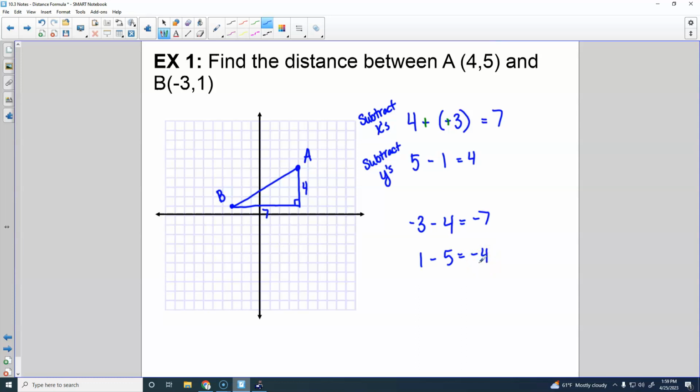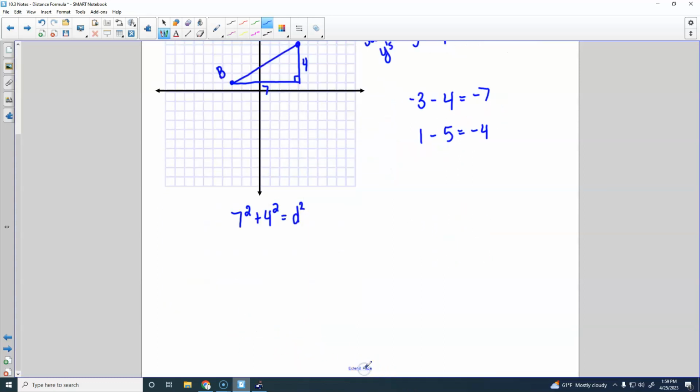Okay, so we know that like you can't have a negative distance, so we could do absolute value. Do we have to? Because after we find these two numbers, what are we going to do with them? We're going to square them because we're going to put them into the Pythagorean theorem, right? So we're going to do 7 squared plus 4 squared equals the distance squared, which is going to be 49 plus 16, which is going to be 65.